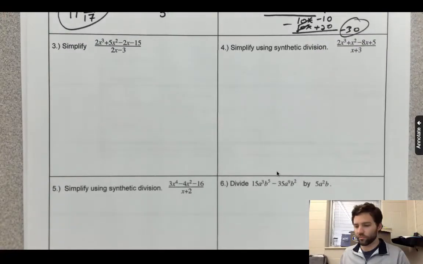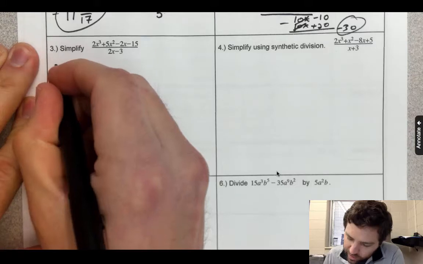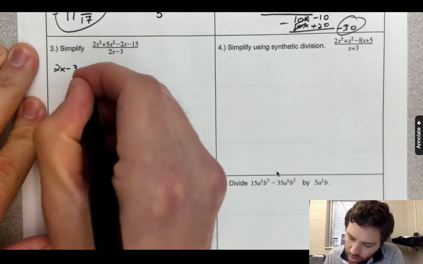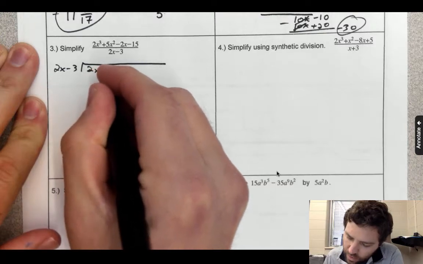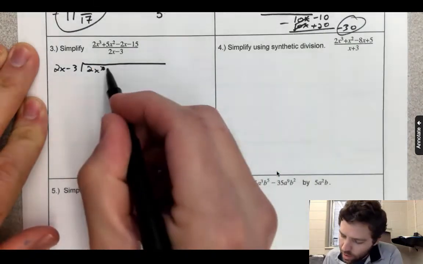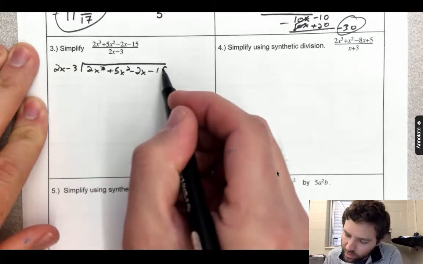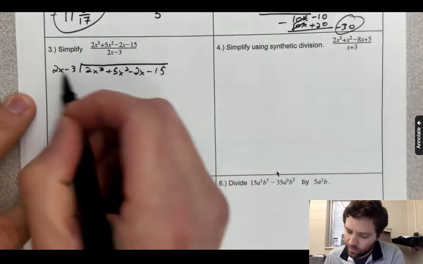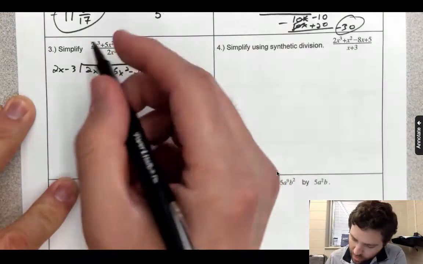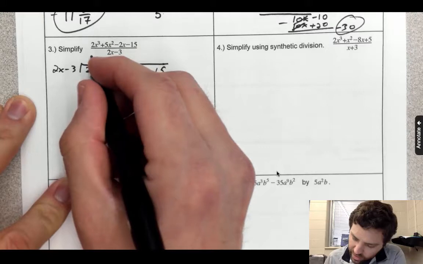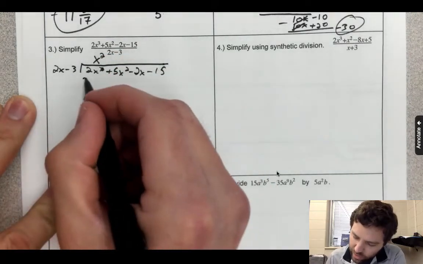Okay, so let's look at number 3 then. Hopefully you paused and gave it a try. We're going to take 2x minus 3, and we're going to divide that into 2x cubed plus 5x squared minus 2x minus 15. Okay, so I'm going to ask myself, what do I multiply 2x by to give me 2x cubed? That's going to be just x squared. So x squared times 2x is 2x cubed.